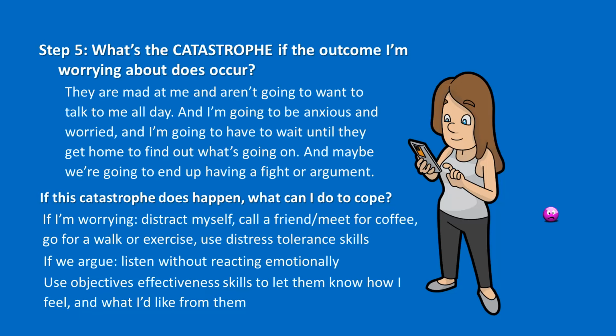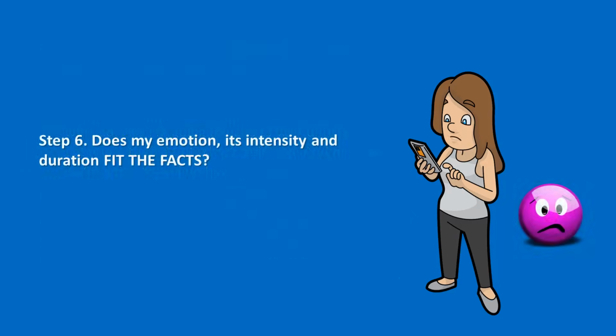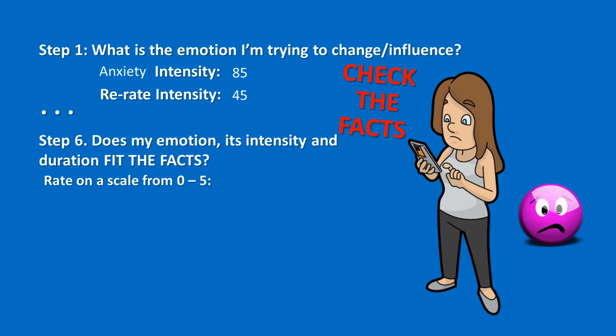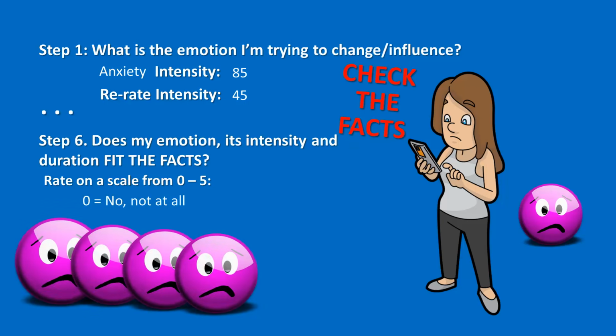And then finally, in step 6, we ask ourselves, does my emotion fit the facts? So first, we go back to part 1, where we wrote down our emotion and rated its intensity. And now we re-rate the intensity of that emotion based on how we feel now. And then we ask ourselves, does my emotion fit the facts? And does its intensity and duration fit the facts? And we rate how much it fits the facts on a scale from 0 to 5, where 0 is, no, not at all, it doesn't fit the facts. And 5 is, yes, it absolutely fits the facts.